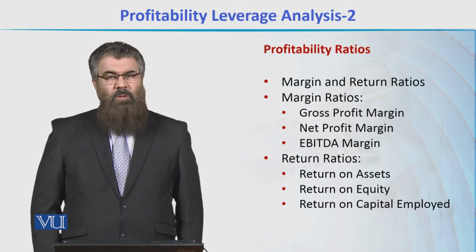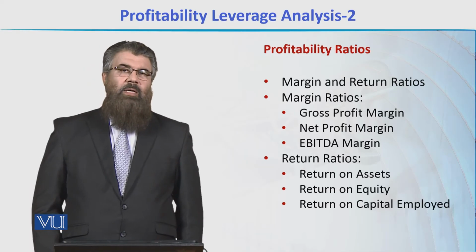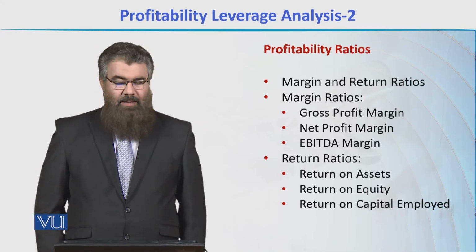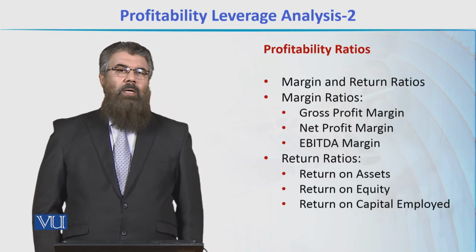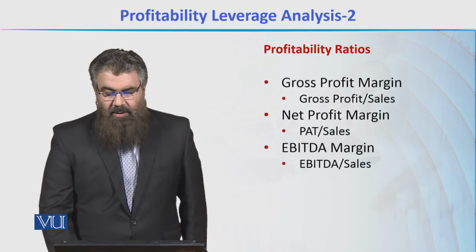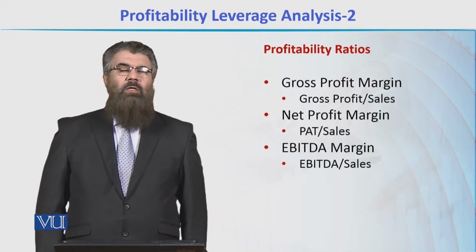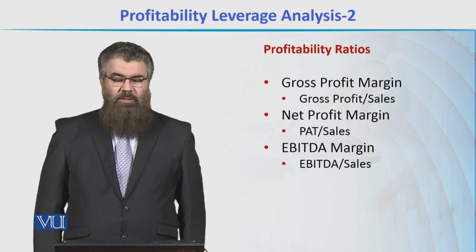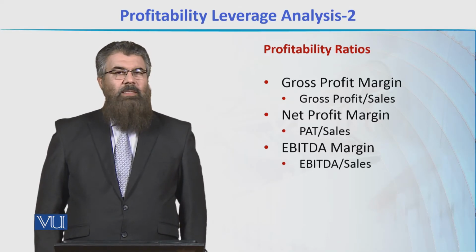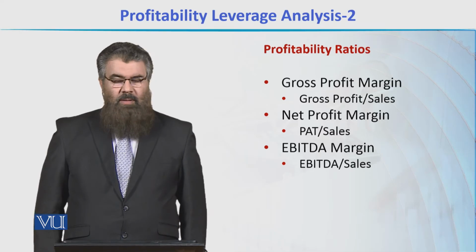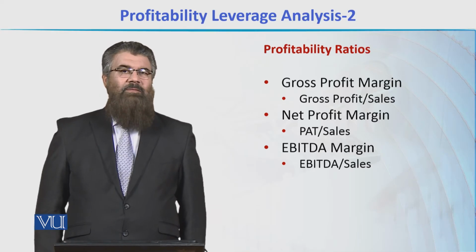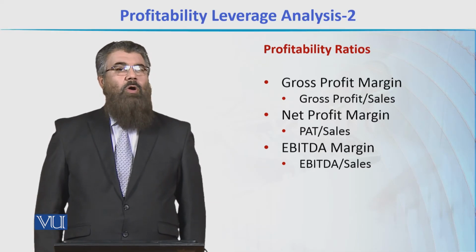So the margin ratios that we'll be talking about are gross profit margin, net profit margin, and the margin of EBITDA. And in return ratios, we'll be talking about return on assets, return on equity, and return on capital employed. So let's see what the formulas to calculate these ratios are. The first one is gross profit margin, and the formula is simple: we divide gross profit by the total value of sales. We know that gross profit is the difference of sales and cost of sales.